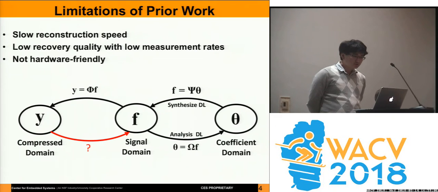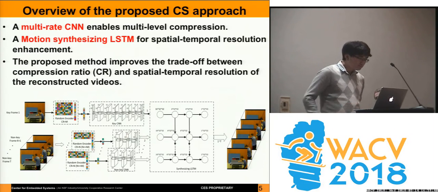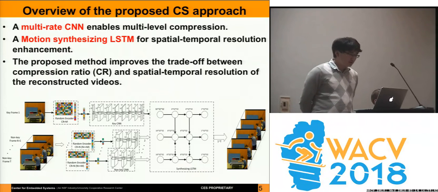Also, the motion estimation problem is computationally expensive, so the prior work suffers from slow reconstruction speed. Also, when the number of measurements is lower than the measurement bound, the recovery quality will drop quickly. Also, the prior work needs to solve an iteration-based process to get one reconstruction, so there's data dependency, which is not hardware friendly.